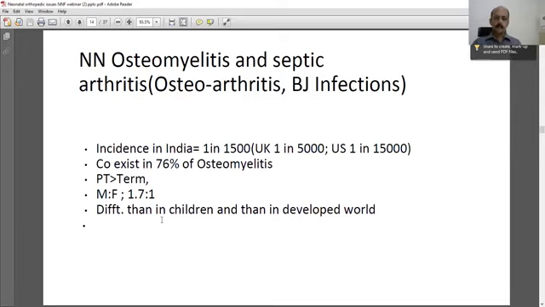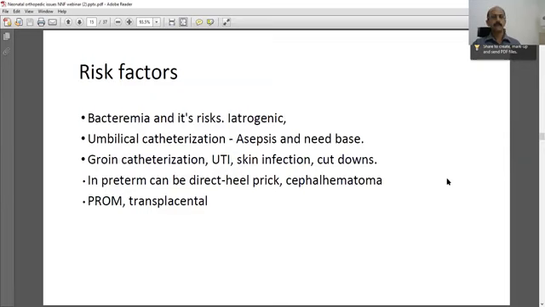And then it is different than in children. Neonatal osteomyelitis is different than childhood osteomyelitis, and it's definitely not the same as in the developed world. We have more infections than what they have, so it's definitely not the same. So what are the risk factors? Risk factors depend on the route of spread. So osteoarthritis in neonates is mostly hematogenous.